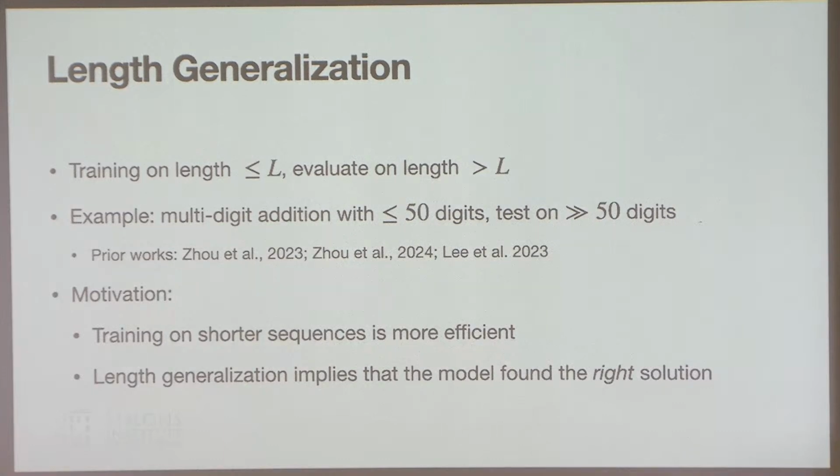Maybe to motivate why this question is even interesting: one, from a practical perspective, it's cheaper to train models on short sequences. So if we just train a model on a short sequence and get good performance on long sequences, that's practically a more efficient way to do learning. And second, if we get length generalization on these different problems, maybe it implies that a model is learning the right algorithm, learning the right solution to the problem.